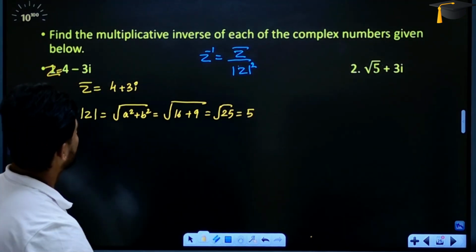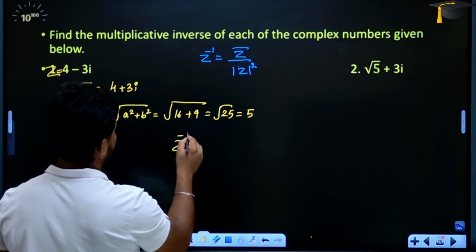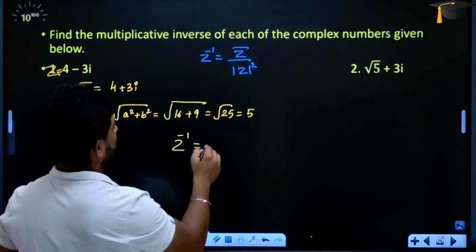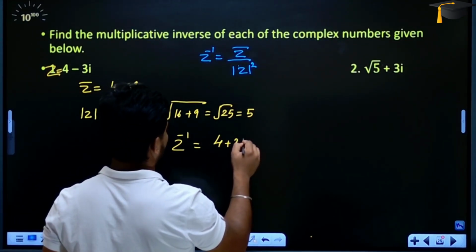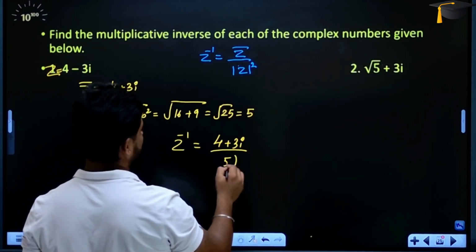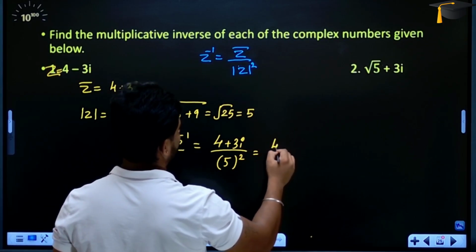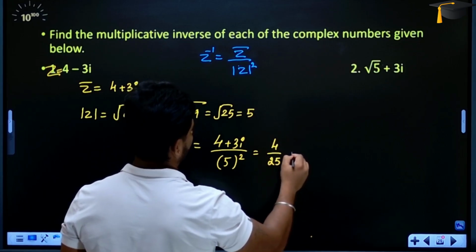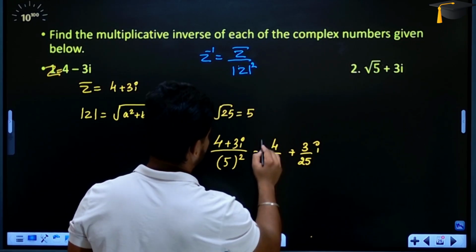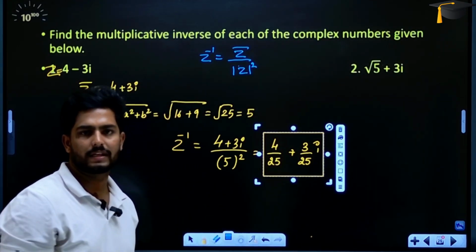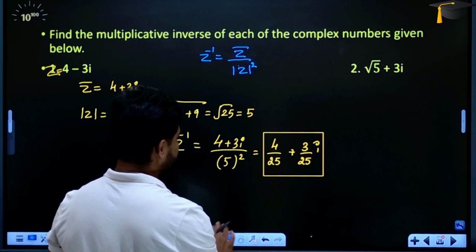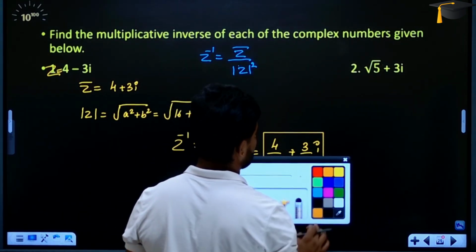Okay, so now z inverse is equal to z bar. What is z bar for us? It is 4 plus 3i, correct? So 4 plus 3i divided by mod z the whole square. The mod z is 5, the whole square is 25, correct? That is 4 by 25 plus 3 by 25 i, children. So this is the final answer. This much is enough. Okay, this is the multiplicative inverse of a complex number. Next, let's do one more question like this.